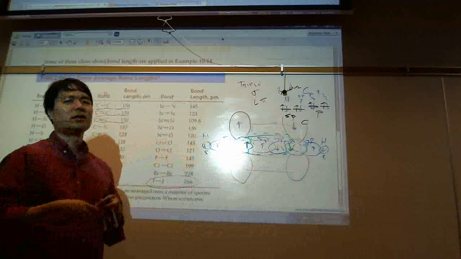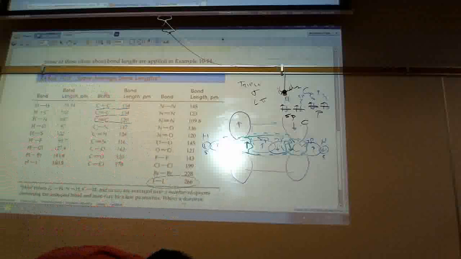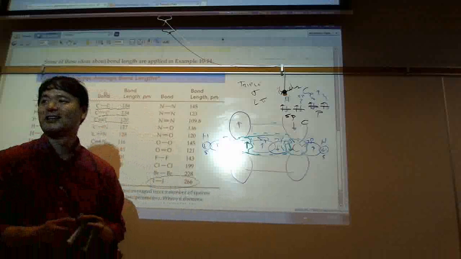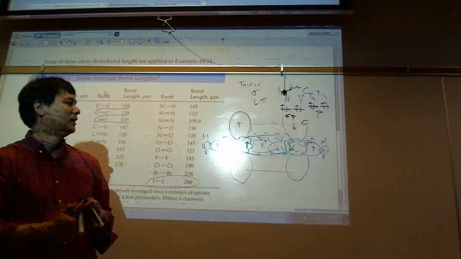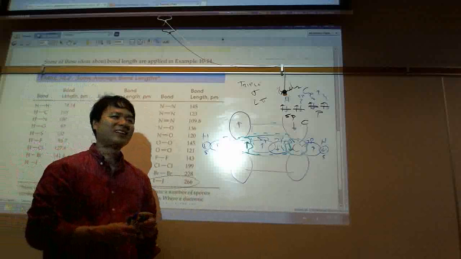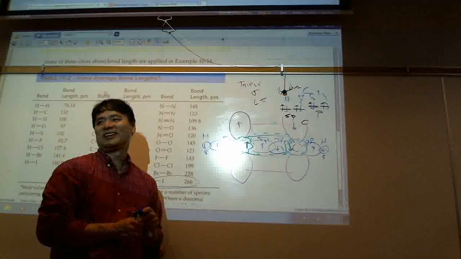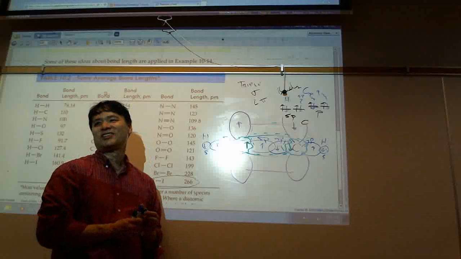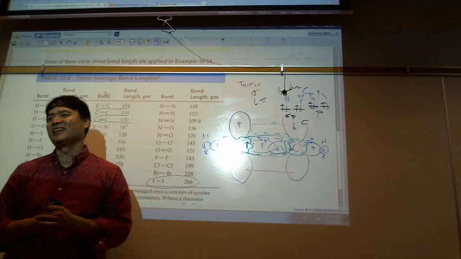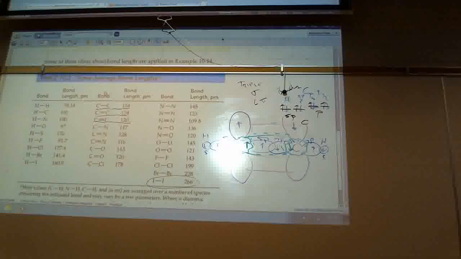How does that look? Do you see it? I don't know how the green pp bond looks. Look at the previous drawing. The previous drawing will show you how the green pp bond looks.